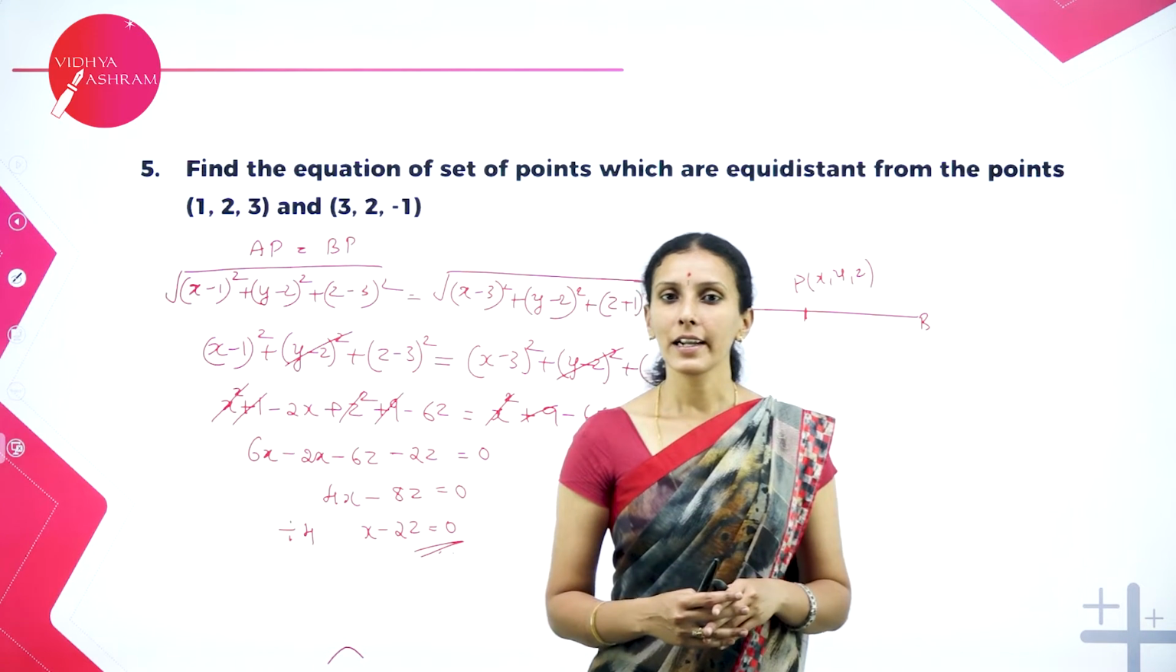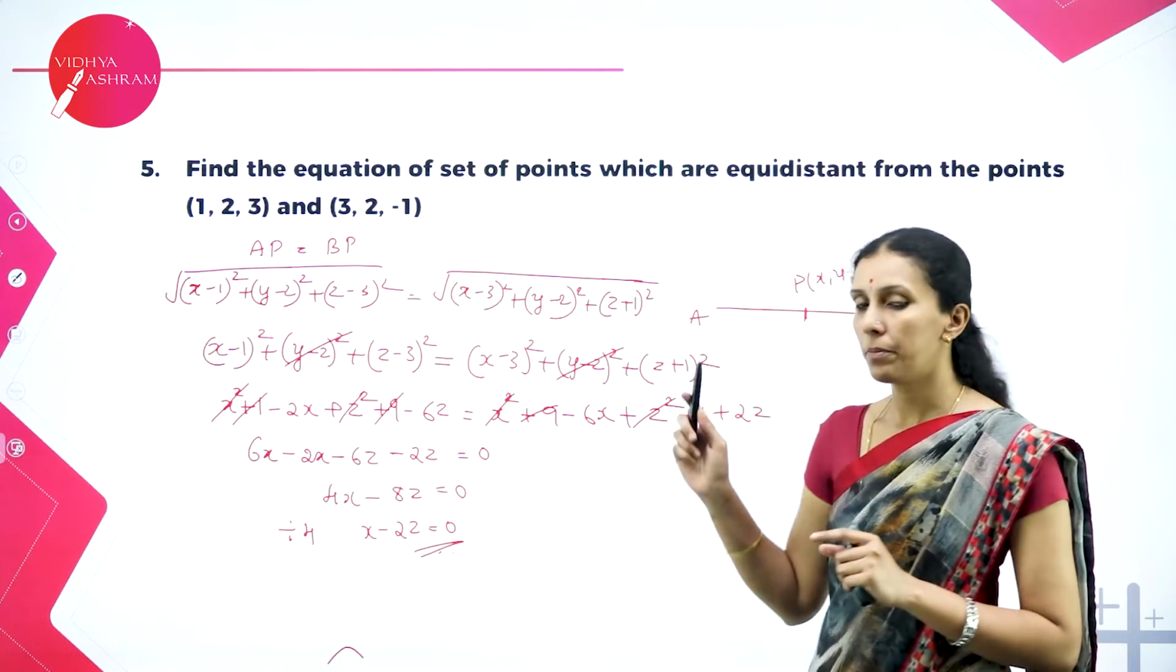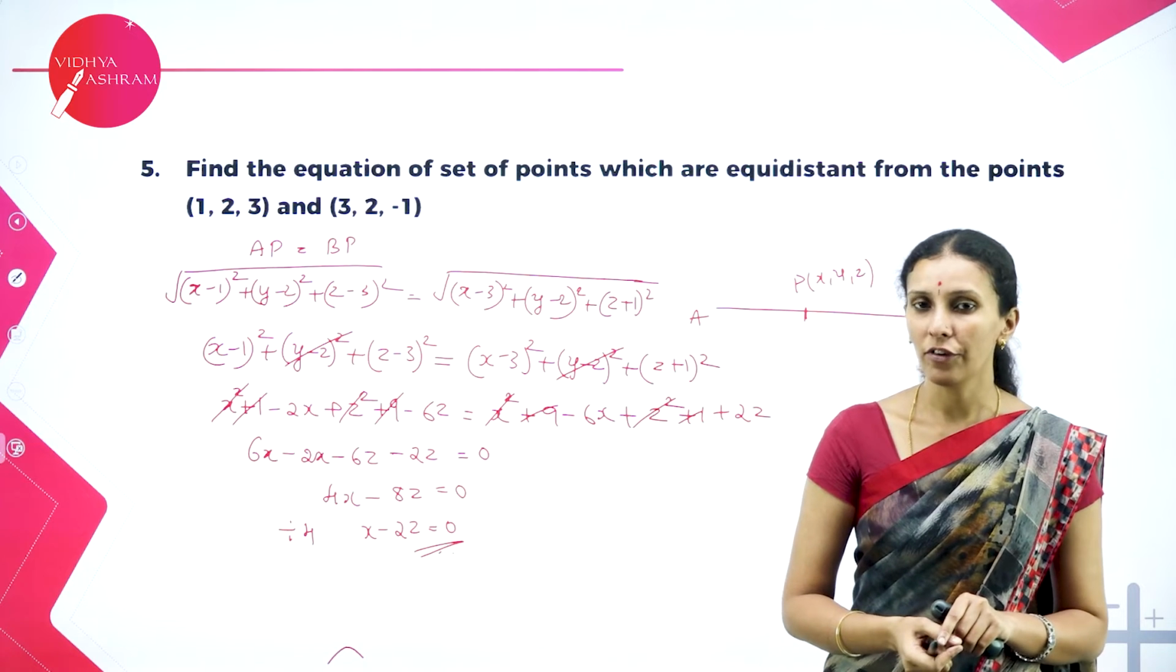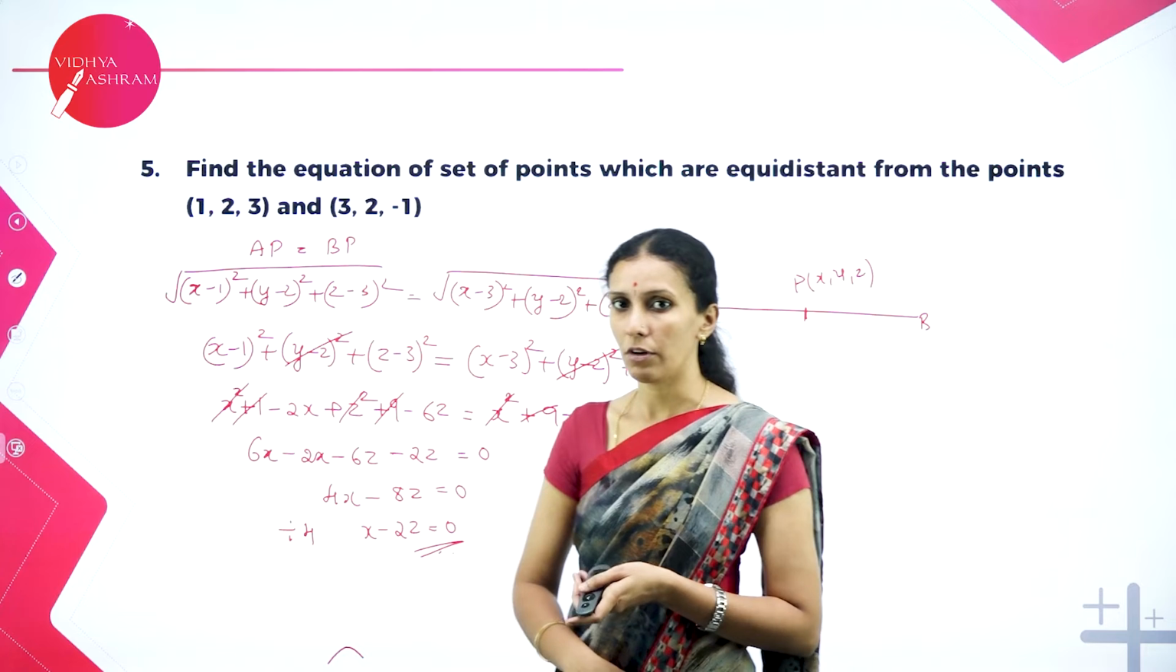So the other alternative method is that you can also find the coordinates of point P using midpoint formula and substitute in the general form of an equation. You will get the same result, that is x minus 2z is equal to 0.